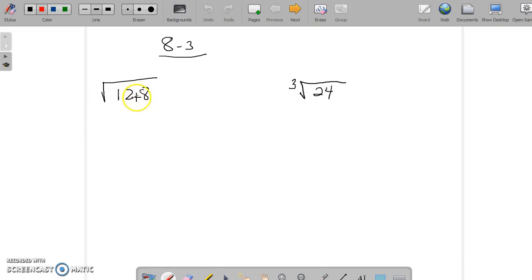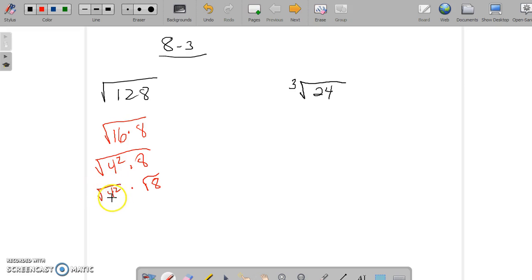When you have a square root, you are always looking for perfect squares. So you're looking for perfect squares that are factors of 128. If you play around with it a little bit, you might break it down to 16 times 8. We know 16 is a perfect square, so that's the same thing as 4 squared times 8. This is also the same thing as the square root of 4 squared times the square root of 8.